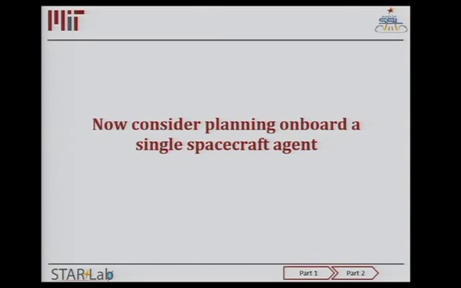So now considering planning on board. Given an initial plan of when you want these two agents to do a coordinated activity, how do you actually plan all of the activities that a single spacecraft or single agent needs to do in order to meet its onboard resource constraints? That's the part that I've started with now.